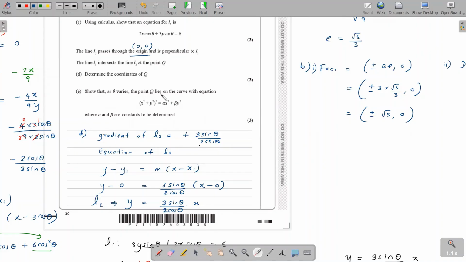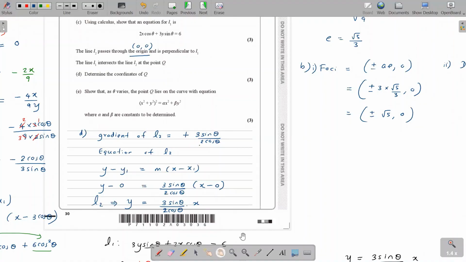Now already we got the coordinates of point Q, right? So they want you to find the Cartesian equation of point Q. So you have to show how point Q varies. As theta varies, how the point Q is moving. So you have to get the Cartesian equation that point Q is following. Okay, how do we get that?